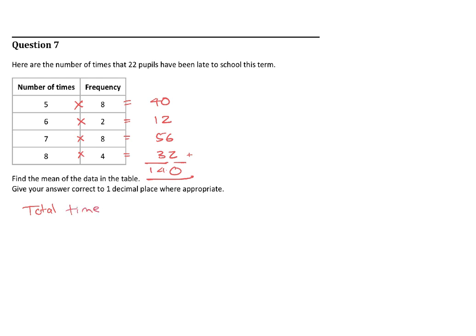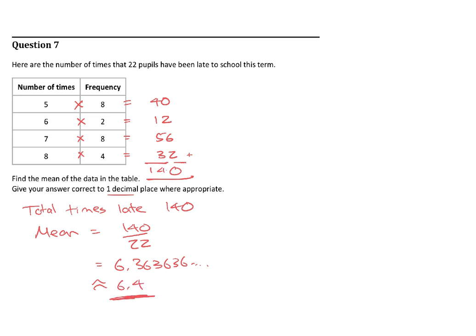times late. The total late times, or the total times late, is 140. So the mean will be 140 divided by the number of students, which is 22, which gives an answer of 6.363636, and so on. The question asks us to round to 1 decimal place, so that's approximately 6.4 times will be the mean average number of times the pupils were late.